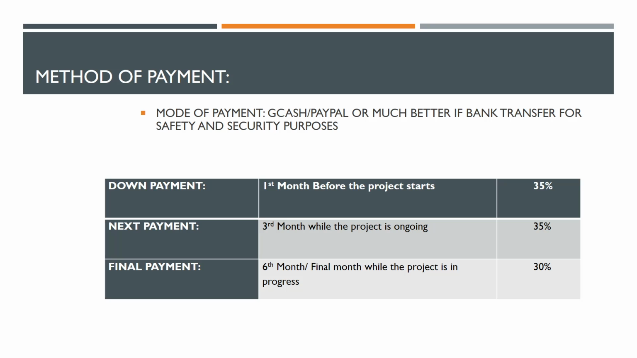Mode of payment. So I would prefer GCash, or should I say much better if bank transfer for safety and security purposes. So the down payment is first month before the project starts, and it has a 35% down. And next payment is the third month while the project is still ongoing, so that would be 35%. And the final payment would be on the sixth month or final month while the project is in progress, so that would be 30%.